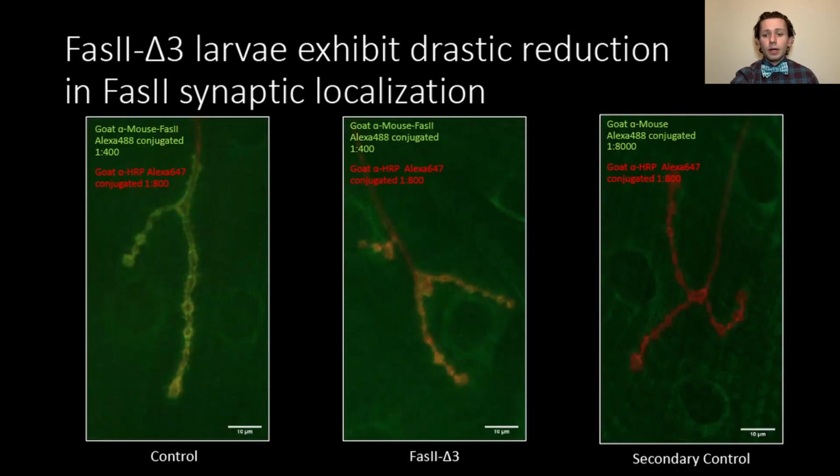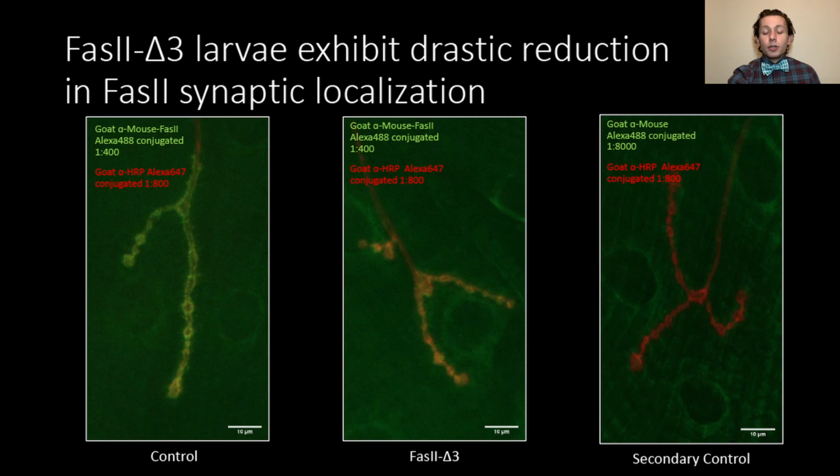Fas2 delta 3 larvae, as it turns out, exhibit a drastic reduction in Fas2 synaptic localization. Shown here are representative maximum intensity projections of Z-stacks taken of larval NMJs at the body wall muscle 4 for our control larva on the left, Fas2 delta 3 mutant larva in the middle, and a secondary control on the right.